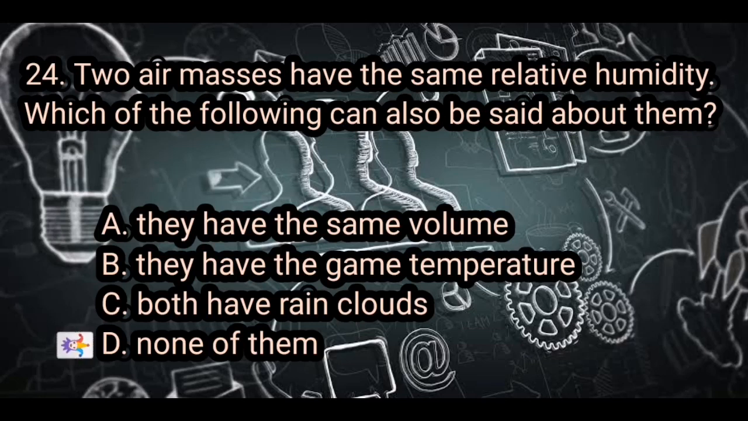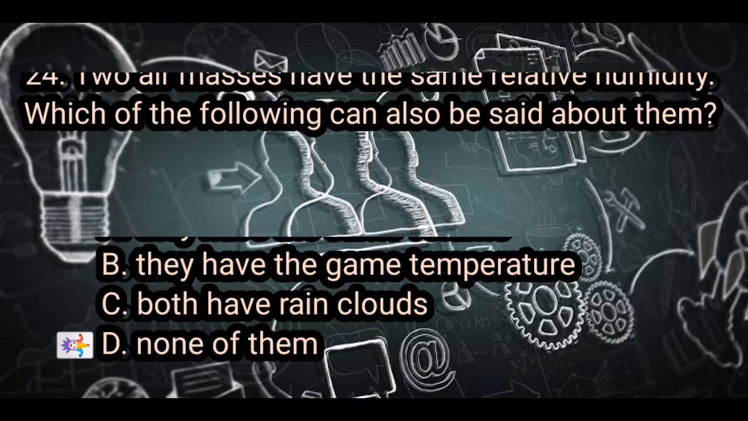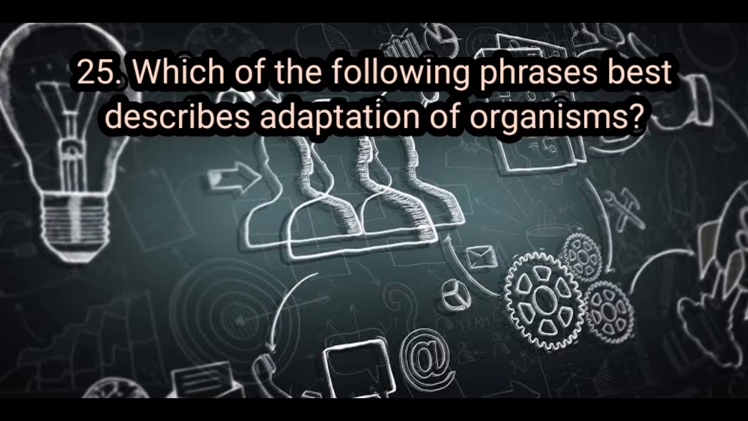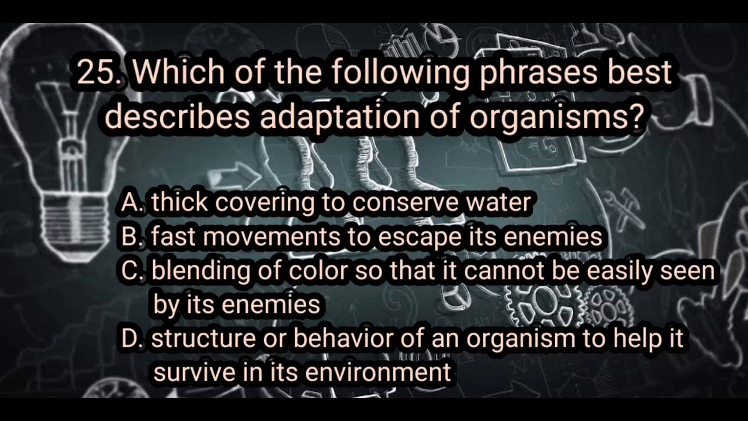Correct answer, letter D. 25. Which of the following phrases best describes adaptation of organisms? A. Thick covering to conserve water. B. Fast movements to escape its enemies. C. Blending of color so that it cannot be easily seen by its enemies. D. Structure or behavior of an organism to help it survive in its environment.